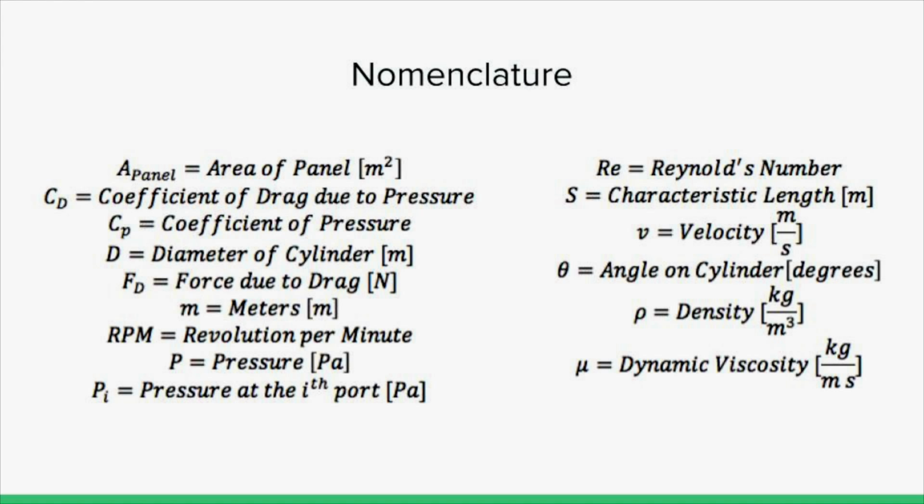Some key nomenclature to focus on is theta, which is the angle around the cylinder from the stagnation point or the leading edge. Pi is the pressure at each pressure port, which is used to calculate the force of drag and is in units of pascals.